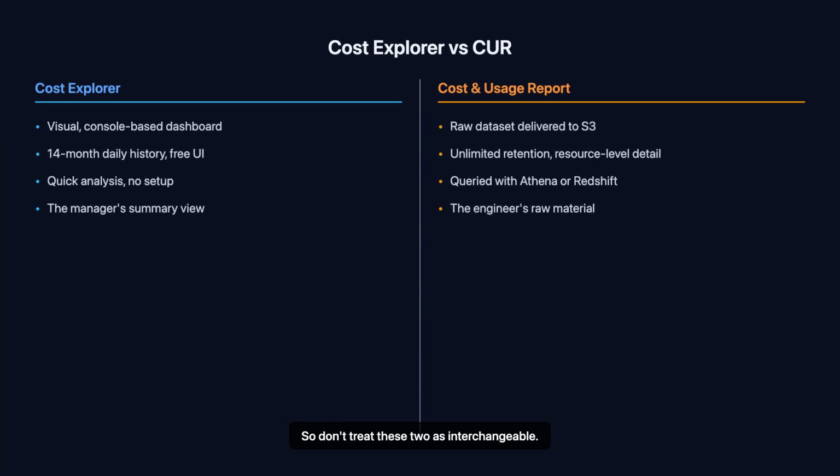So don't treat these two as interchangeable. Cost Explorer is a visual, console-based dashboard with 14 months of daily history and a free interface for quick analysis with no setup. It's the manager's summary view. The cost and usage report is a raw dataset delivered to S3 with unlimited retention and resource level detail, queried through Athena or Redshift. That's the engineer's raw material. They're complementary layers of the same picture, not competitors.